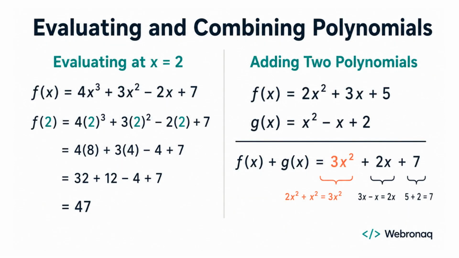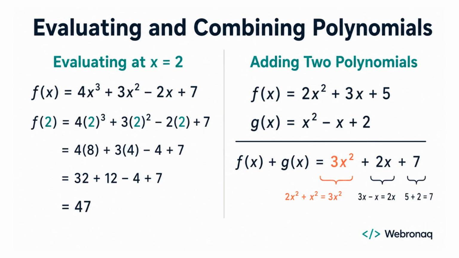Let me show you how we actually work with polynomials. First, evaluation. Take f of x equals 4x cubed plus 3x squared minus 2x plus 7 and plug in x equals 2. We substitute everywhere. 4 times 2 cubed plus 3 times 2 squared minus 2 times 2 plus 7. That gives us 4 times 8 plus 3 times 4 minus 4 plus 7, which simplifies to 32 plus 12 minus 4 plus 7. The result is 47.